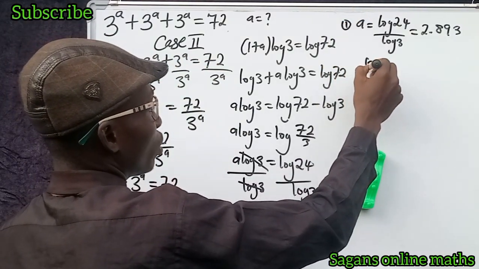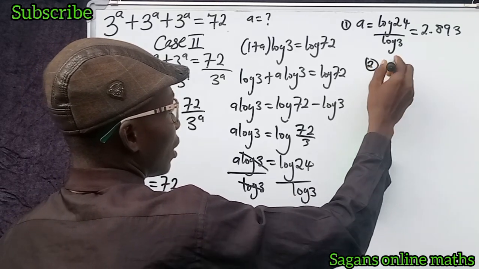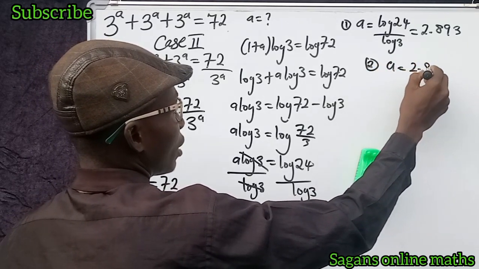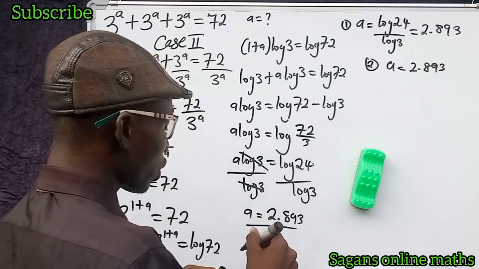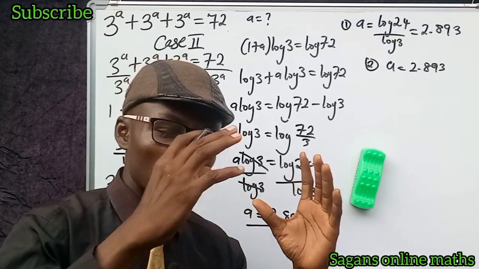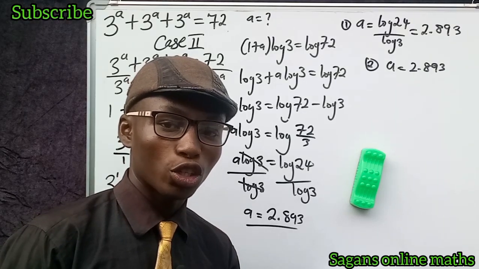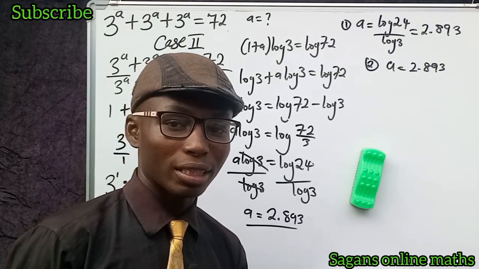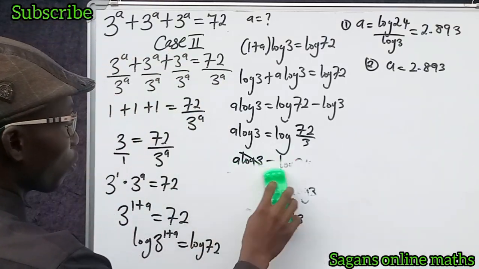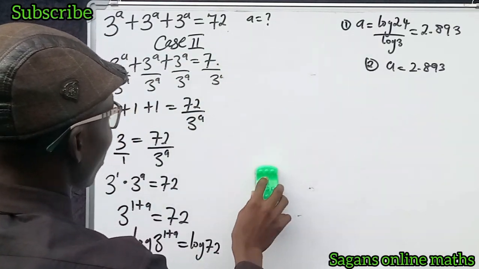Let's see, this is case 2. It's also 2.893. That means a is equal to 2.893. Now let's consider our case 3. You know why we are using all this beautiful method? To see that the answer must be 2.893 in 3 decimal places, right? Now we can also remove this from here quickly. You have got, this is our case 2. Let's consider our case 3.